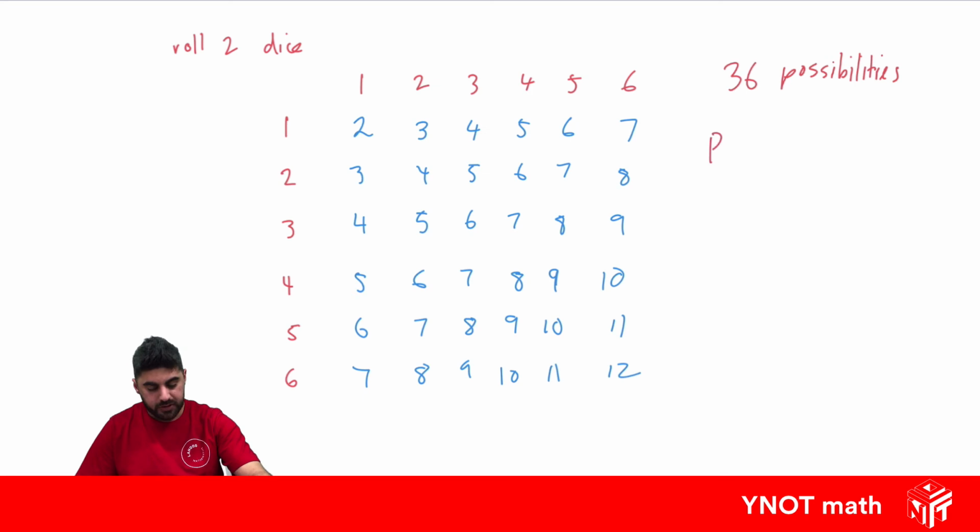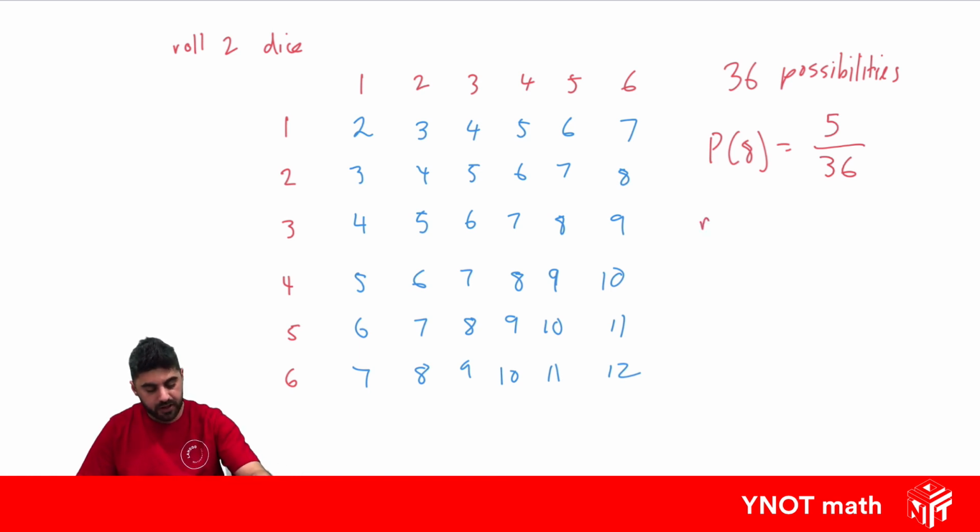So what's the probability of getting an 8? As long as this row and this column are equally as likely as each other, we can just count up as many 8s as we have. So we've got 1, 2, 3, 4, 5 8s. So the probability of getting an 8 when you roll 2 dice is 5 out of 36.